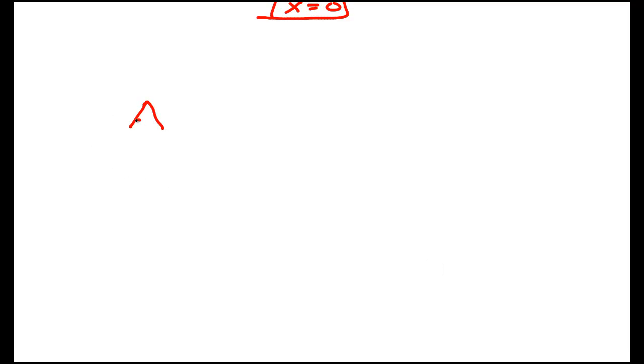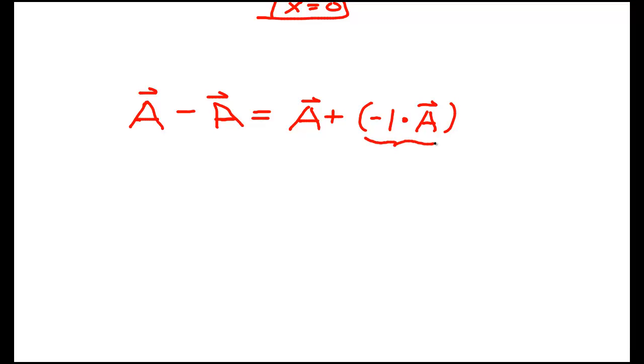One last thing, you might think that this is true, and it does make sense. We never talked about subtraction. So what does this mean? A minus A. Well, this is A plus minus 1 times A. And that we have talked about. That's multiplication of a vector by a scalar.